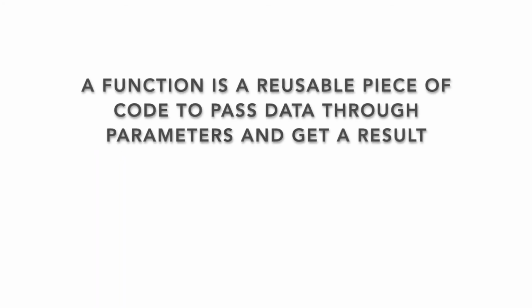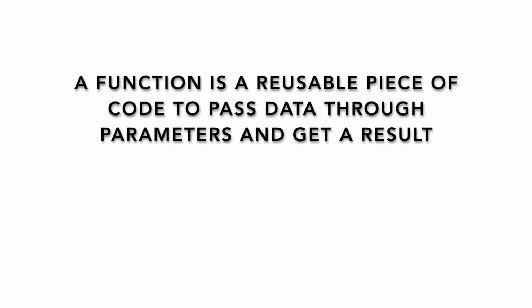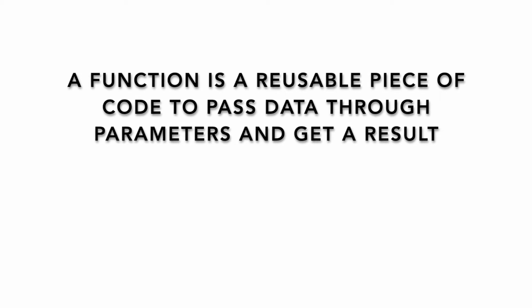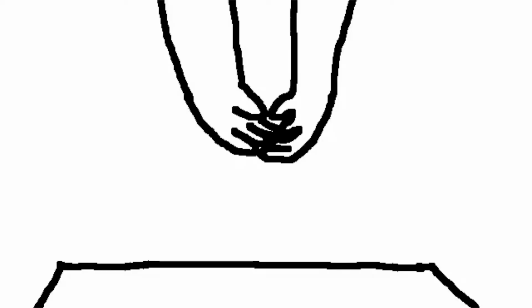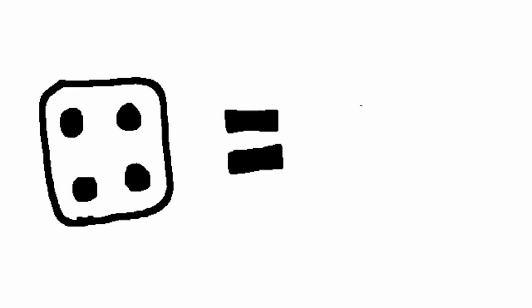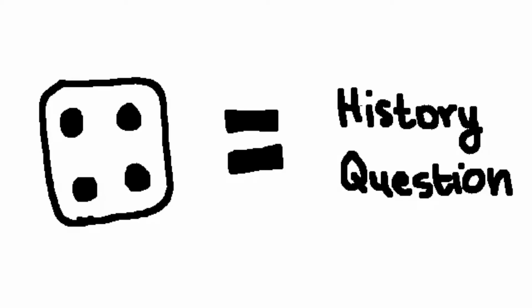In this project we're using functions, a reusable piece of code, to pass data through parameters and get a result. The idea of the game is to roll the dice and, depending on what number you get, receive a randomly generated question, and you have 10 seconds before the answer shows up. This is a game that you can play with friends and family.